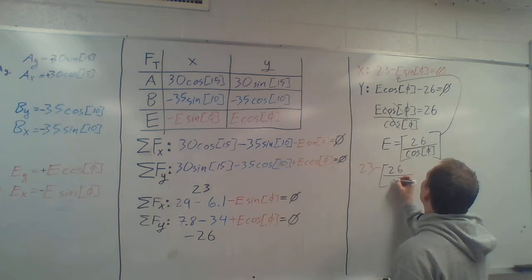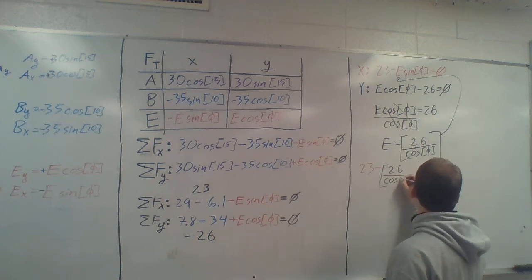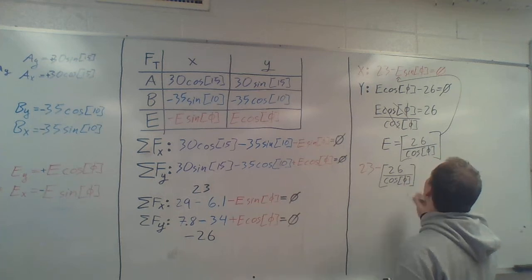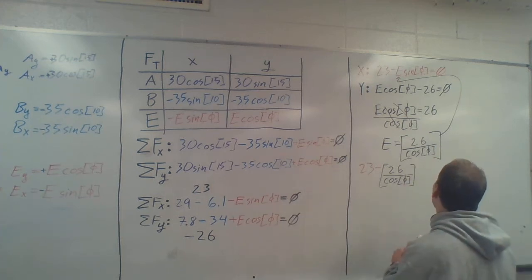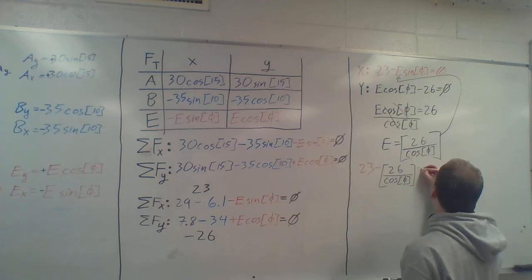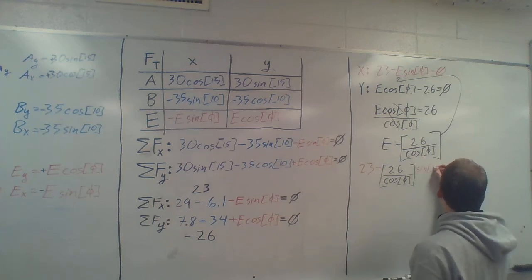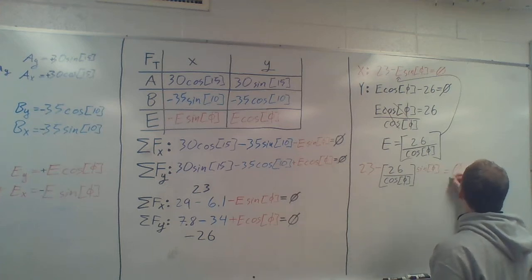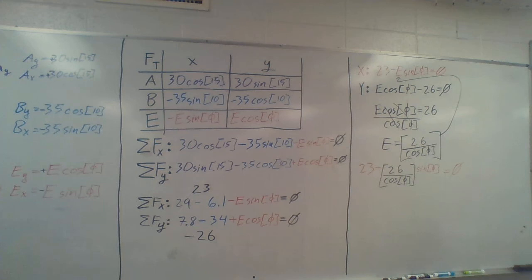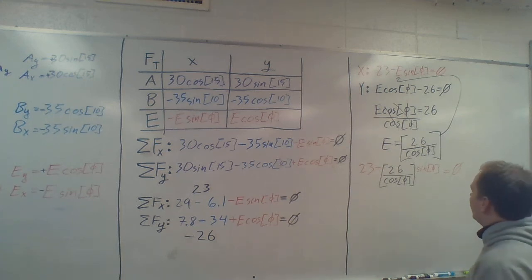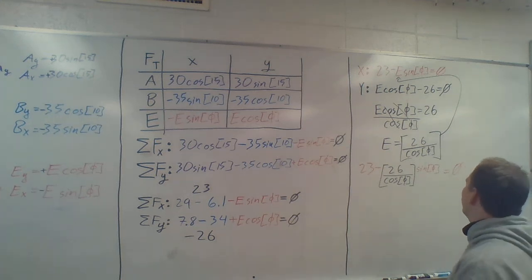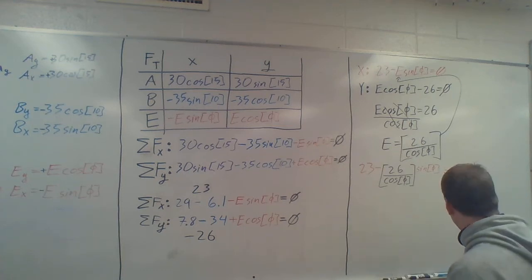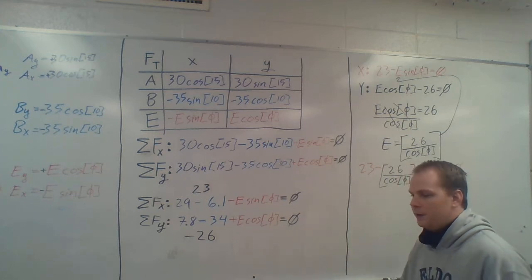26 over the cosine of phi times the sine of phi is equal to 0. Okay, now I'm going to do some algebra here, and I want to introduce something to you first off. I'm going to explain this with a slightly different method.